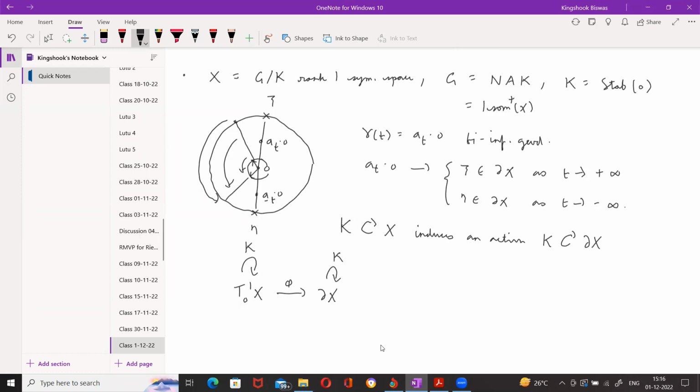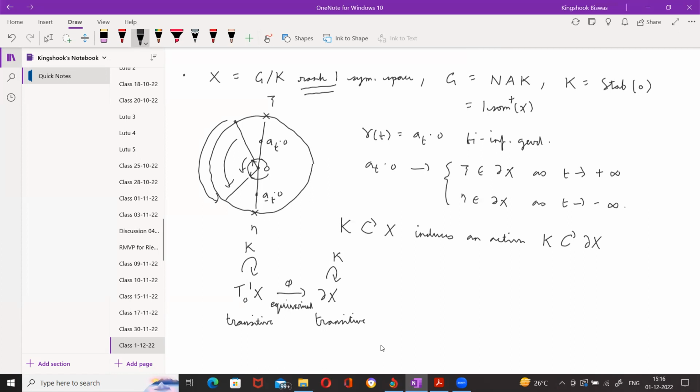So this action on the unit tangent sphere is transitive. So therefore, the action on boundary X is also transitive. This is an equivariant map. This is only in rank 1.